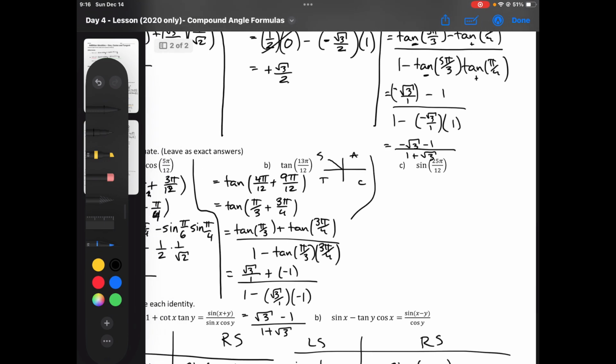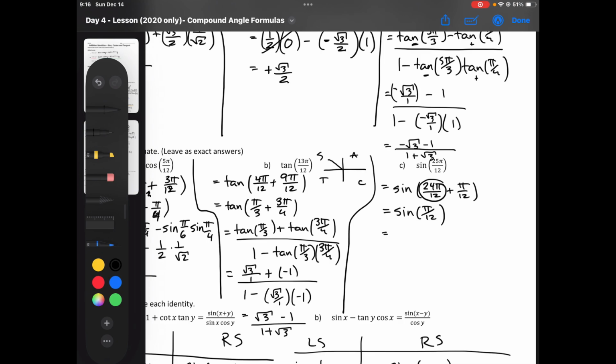So my final one is sine of 25 pi over 12. And here, the very first thing that I'm going to do is use the property that sine repeats every 2 pi. So I'm going to write this as 24 pi over 12 plus pi over 12. So I know that this is 2 pi. So I know that I can just say that sine of 25 pi over 12 is equal to the sine of pi over 12.